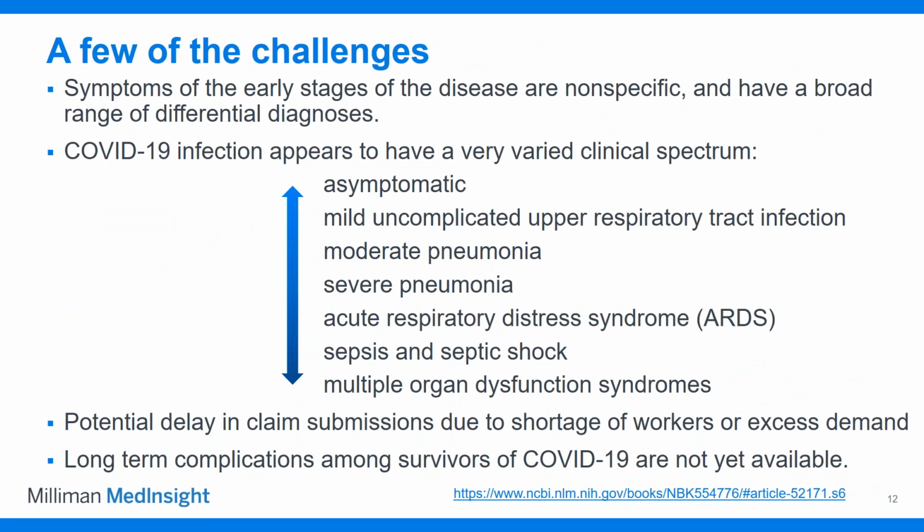Okay, and then just now to wrap up by thinking about the challenges here. We know that the symptoms at the early stages are non-specific, and they have a broad range of differential diagnoses. We know that there's a very varied clinical spectrum, anything from asymptomatic through mild to moderate pneumonia, severe pneumonia, and then you've got acute respiratory syndrome, sepsis, multiple organ failure.